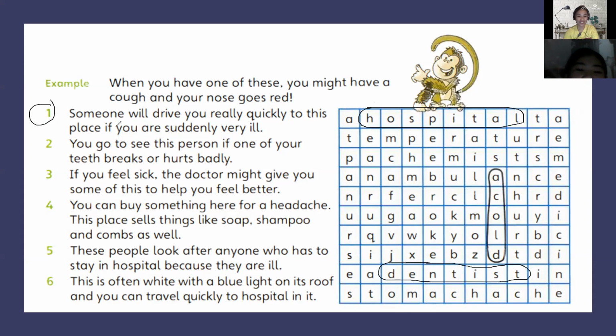Okay, next, number three. If you feel sick, the doctor might give you some of this to help you feel better. Medicine. So where is the medicine? I can see it already. Where is it? It's here. What level, what lane? Lane 3, 4, 5, 6, 7. Yay! Very good, baby. Next!